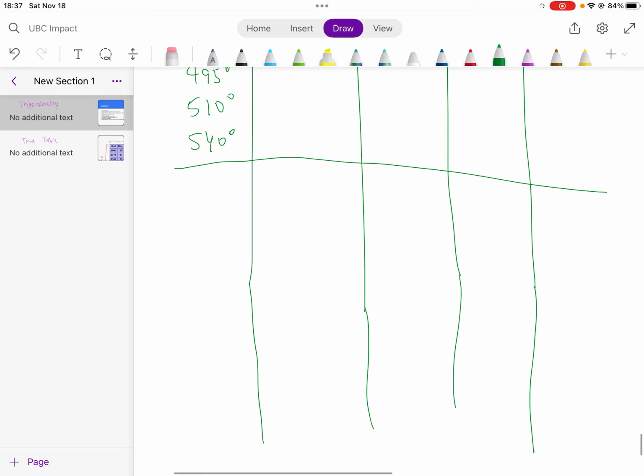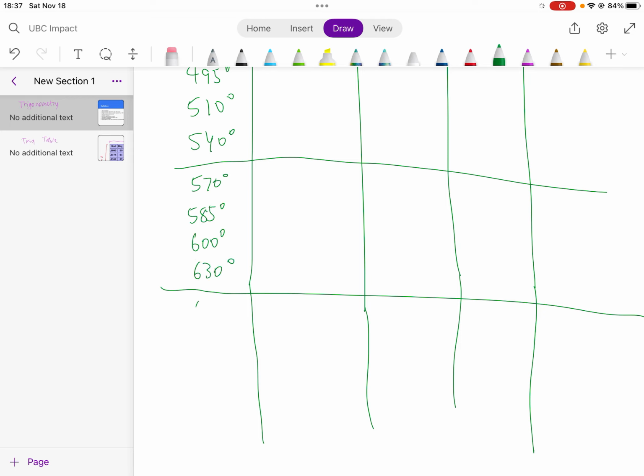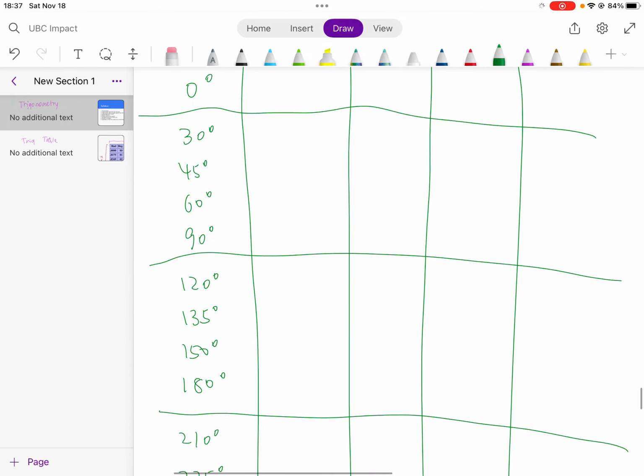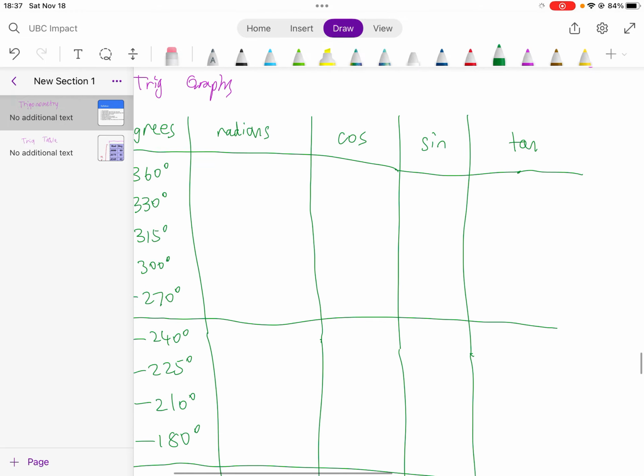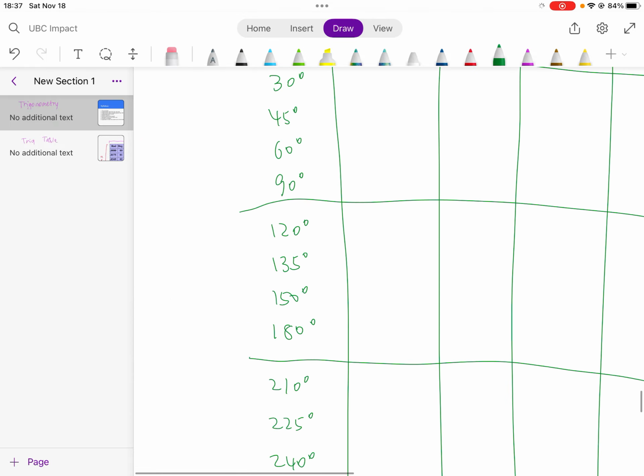Almost done, don't worry, this will not be too long. 570 degrees, 585 degrees, 600 degrees, 630 degrees, 660 degrees, 675 degrees, 690 degrees, and finally 720 degrees. So all these angles, we're going to try and fill out this table. Let's start with the easy ones first.